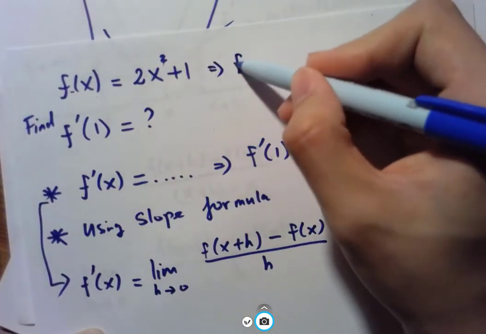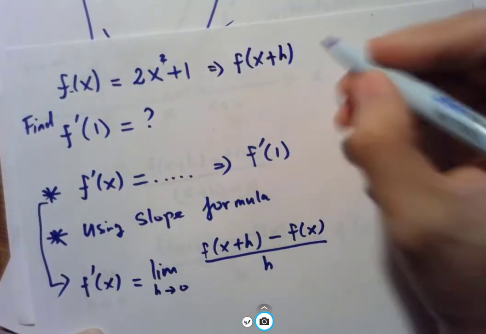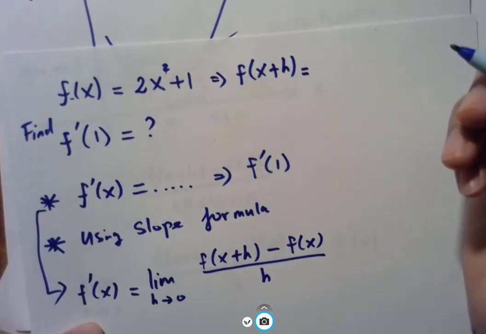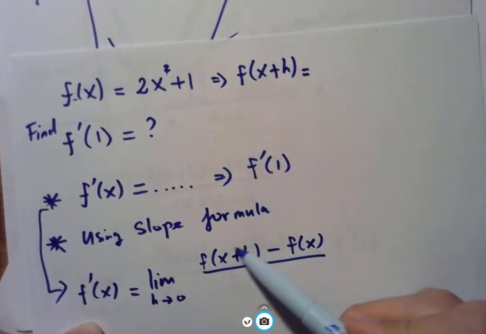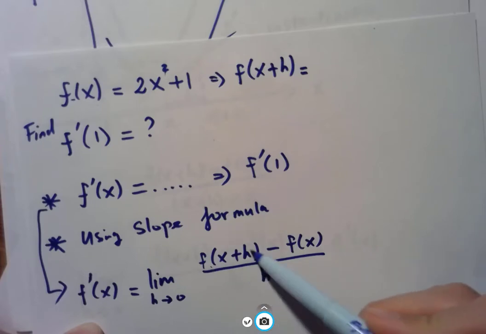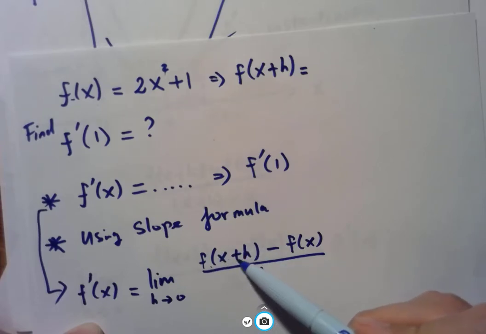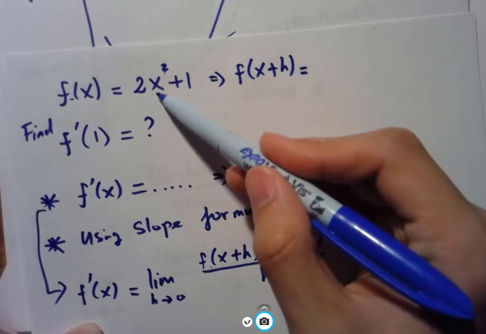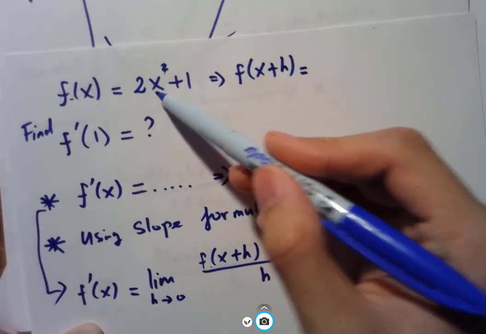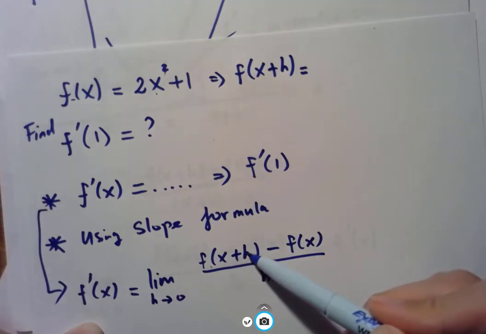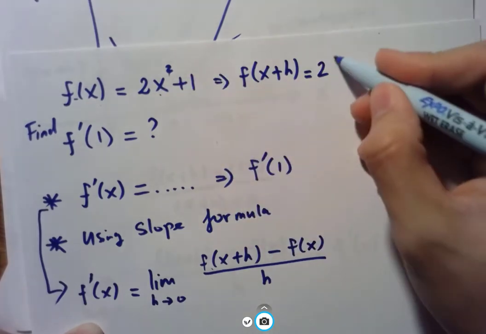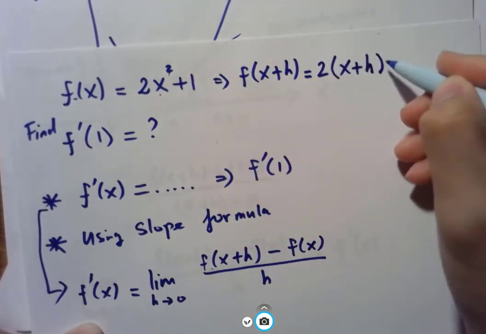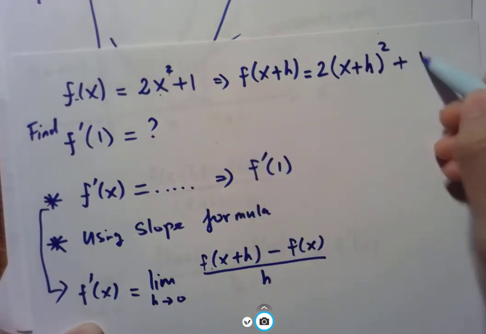So how do I find f of x plus h? Well, it's actually easy. Anywhere you see the x now becomes x plus h, because the function f now is the function of x plus h. So anywhere in the original function you see x now becomes x plus h. So 2 is right here. I keep that 2. x now becomes x plus h, and then square, and then carry the 1 to here. And now we have to do the simplification.